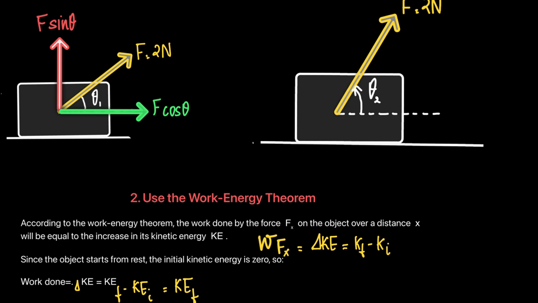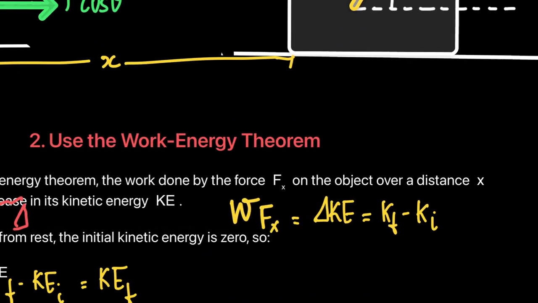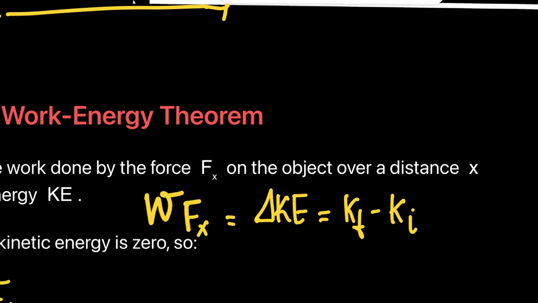Okay, so while we use the work energy theorem, what is the work energy theorem? According to the work energy theorem, the work done by the force Fx on the object over a distance x will be equal to the change in kinetic energy. My bad, it is not increase, it should be change in kinetic energy. Otherwise I can write that the work done by the x component of this force, Fx, is equal to delta KE, which is equal to Kf minus Ki.